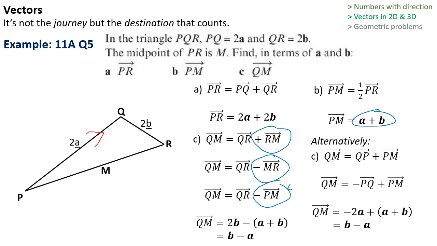Instead of going from Q to R and then to M, so that would be Q to R to M, we could instead take a journey that takes you from Q to P to M. And for that one, you need to do the opposite of PQ. That's why instead of having QP there, I've got negative PQ. And then for PM, that happens to be a vector that we calculated in part B. So it's always worth thinking about what the earlier sections of a question have done, because you may find a more efficient route through based on what you've previously calculated. And encouragingly, it gives exactly the same results, B minus A.